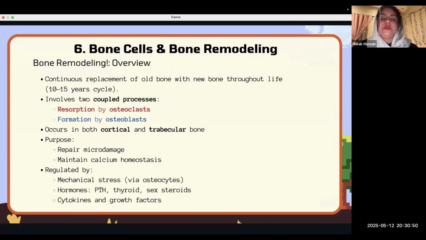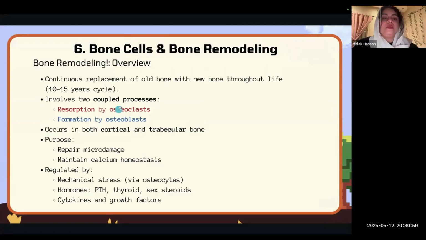Now, let's talk about bone remodeling. Let's just take a general look, an overview. There's continuous replacement of old bone with new bone throughout life. It has two processes, bone resorption and bone formation, so you have a balance between bone breakdown and bone formation. It occurs in both cortical and trabecular bone, and the purpose of it is to repair any micro damage that happens.